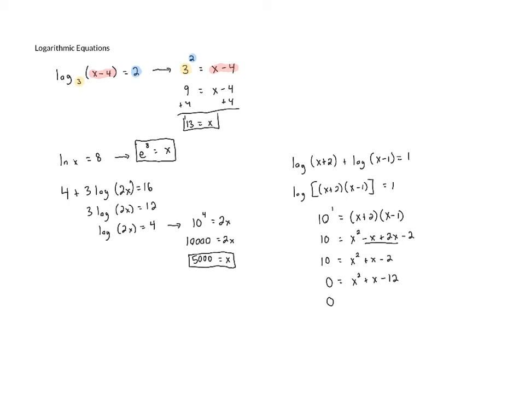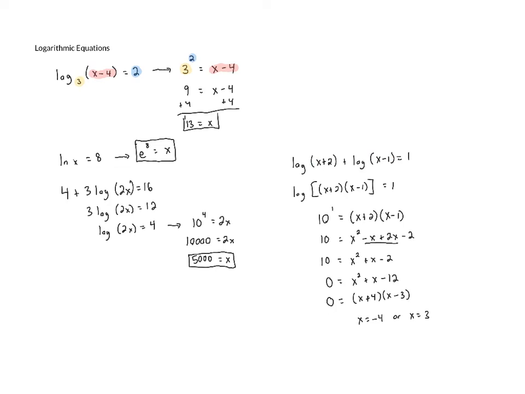Now, to factor this, we can try the unfoiling method. We need two numbers that have a product of negative 12 and a sum of 1. Those numbers are positive 4 and negative 3. And if we set each of these factors equal to 0, we end up with x equals negative 4 or x equals 3. But there is one thing that we have to check in this situation, and that is we need to make sure that these numbers make the logarithms defined.